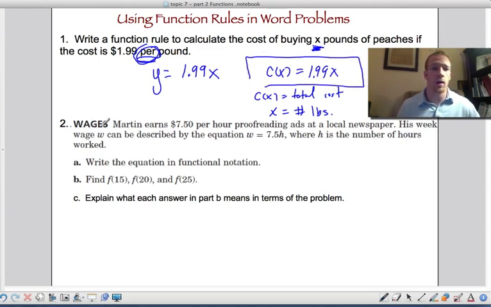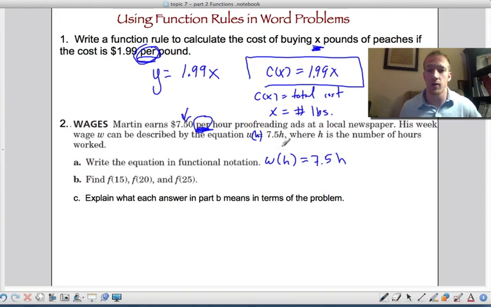So our second one here. Martin earns $7.50 per hour. All right, so that is going to be our multiplier for the x. He earns $7.50 per hour proofreading ads in a local newspaper. His weekly wage can be described as the equation W equals 7.5h, where h is the number of hours worked. Write the equation in function notation. All right, so this is really easy. All you got to do is say, instead of w, it's w of, and not x here because that's not the variable we assigned. We assigned h, so it's going to be w of h. So w of h equals 7.5h.